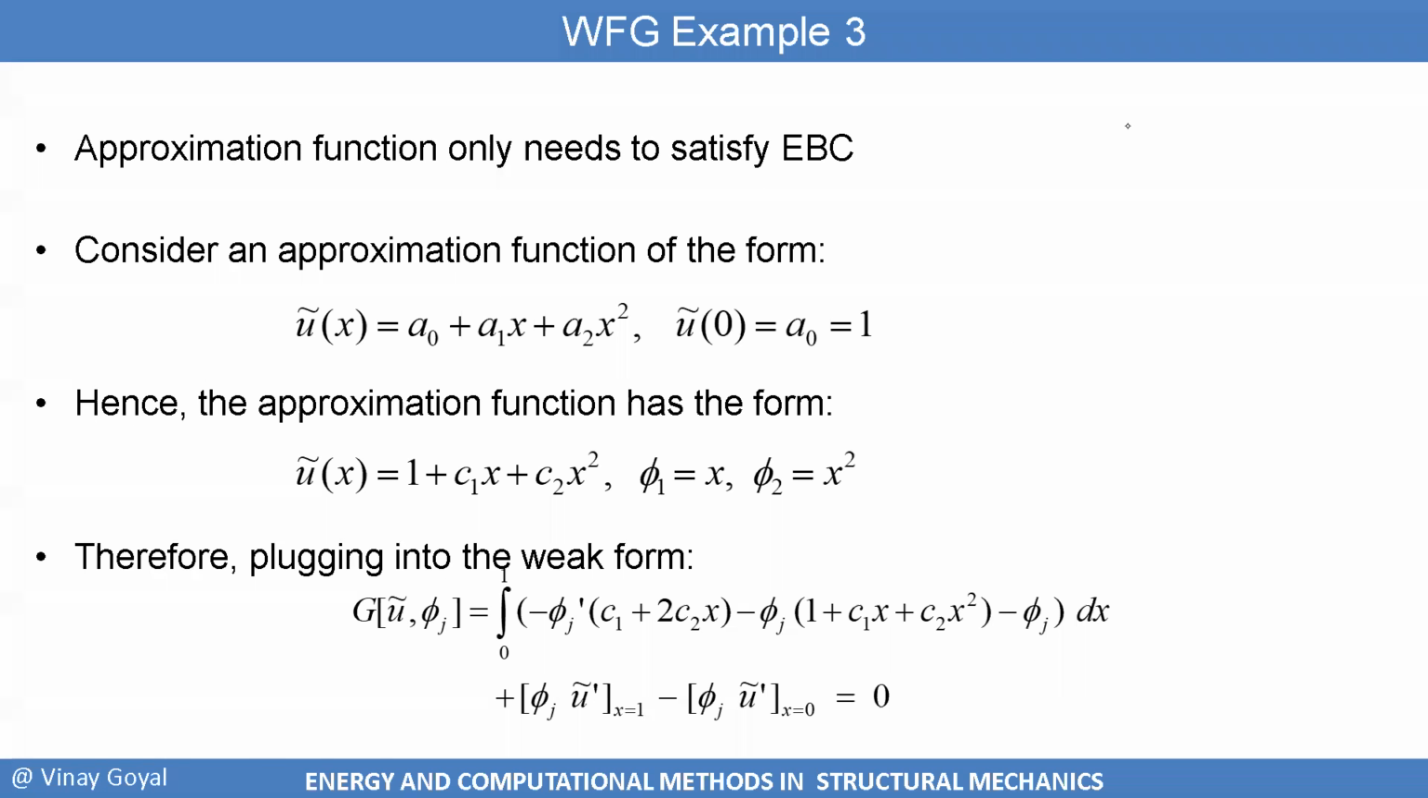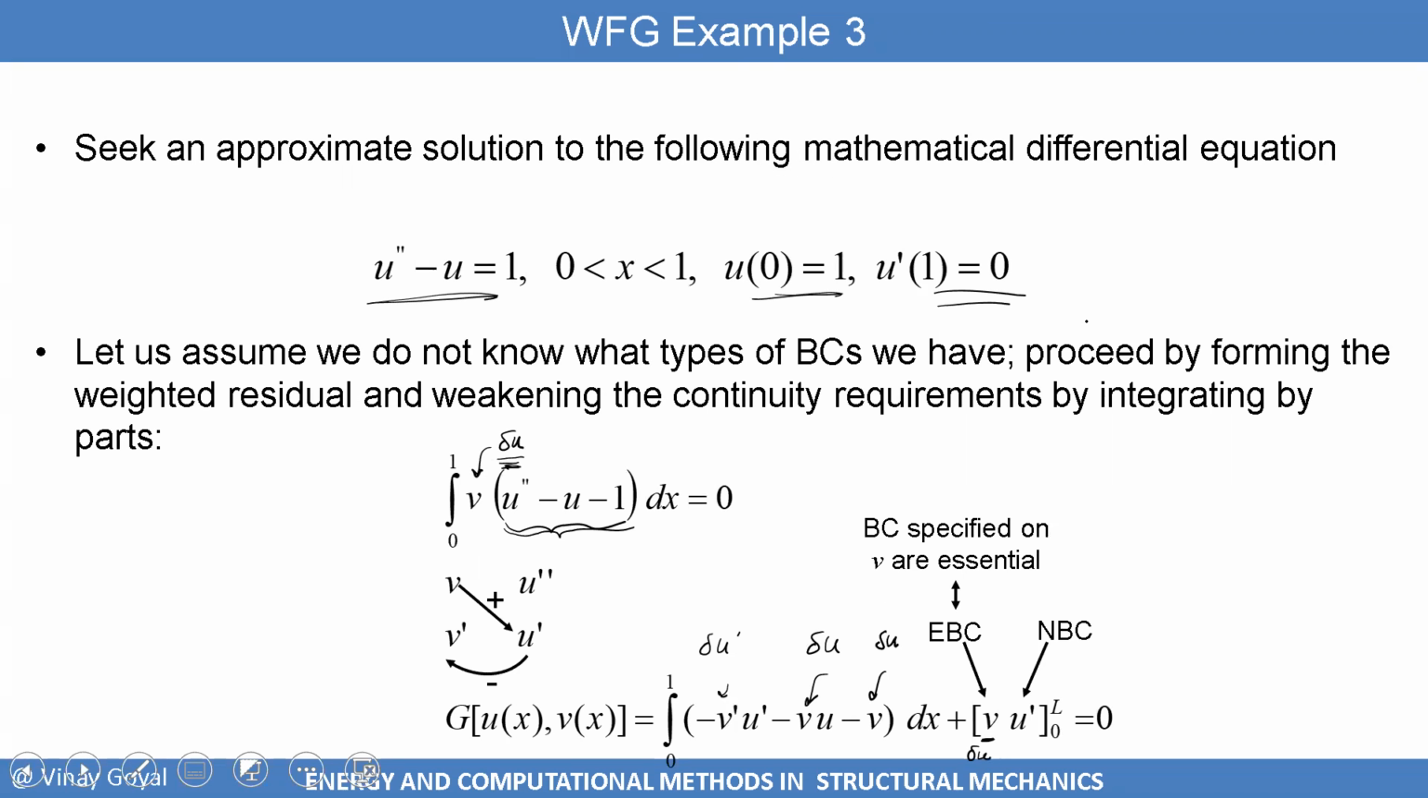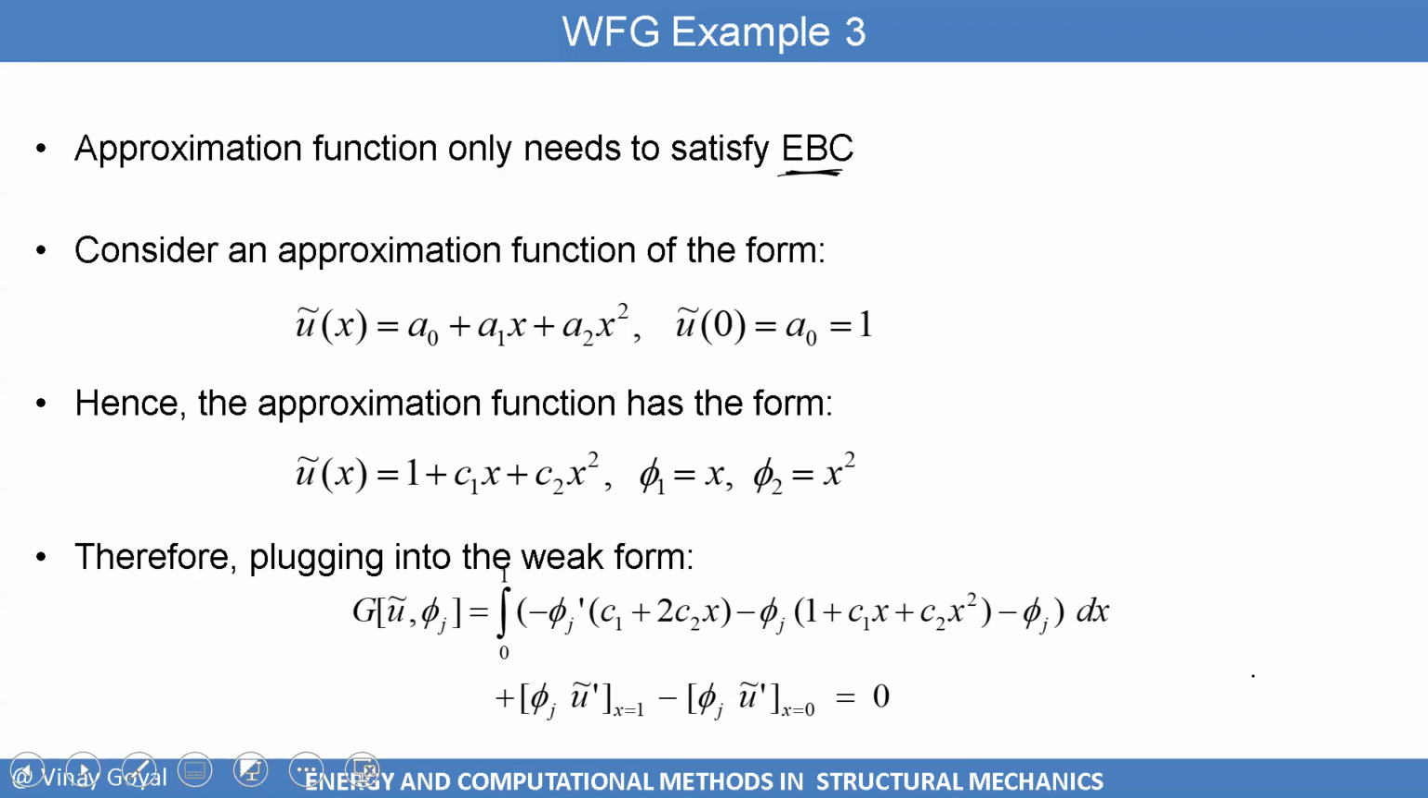The approximation function only has to satisfy the essential boundary conditions. In our example, we can clearly see this essential and this natural, and I know that because I look at the boundary condition and I have a del u multiplied by u prime. So anything specified on u is, in fact, essential. And then u prime, clearly we can satisfy that implicitly with the boundary condition provided.